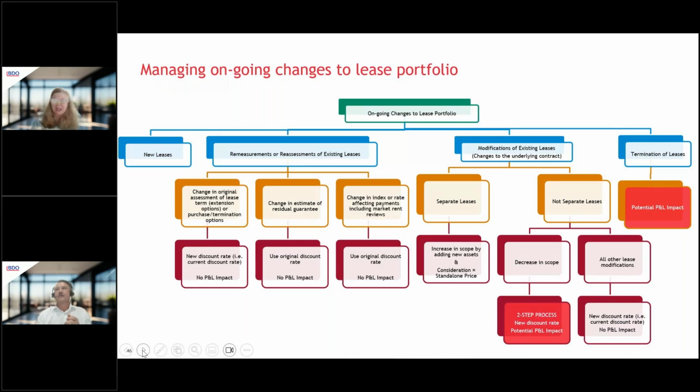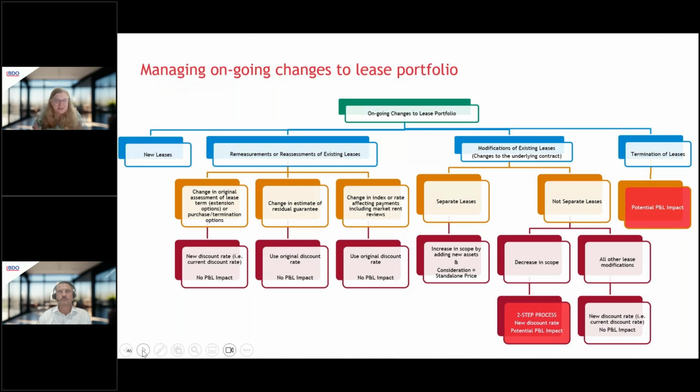Now, a separate lease would be, there's an increase in the scope, and you add another floor that you're leasing in a building. Plus, for that other floor, that new floor, you're paying a standalone market price. So it's just another lease of a floor at market values. You can treat that as a separate lease. However, if you have a modification and in some way there's either a decrease in the scope or there's an increase in the scope, but you're no longer paying just normal market rates, you get some kind of discount, then you have to bundle it with the other leases that gave you this access to the discount. So it's not a separate lease, you bundle them together. And then the 4th category is if you've got termination of leases.